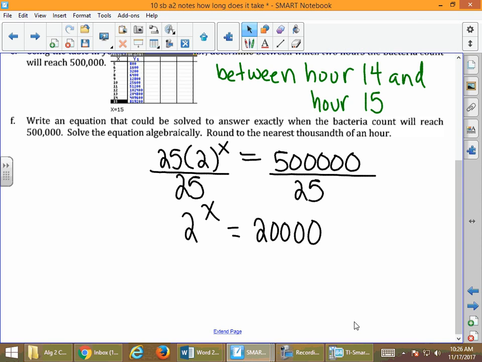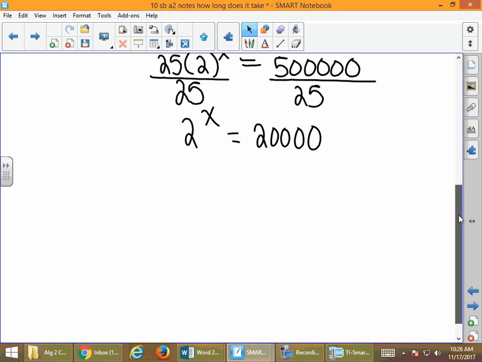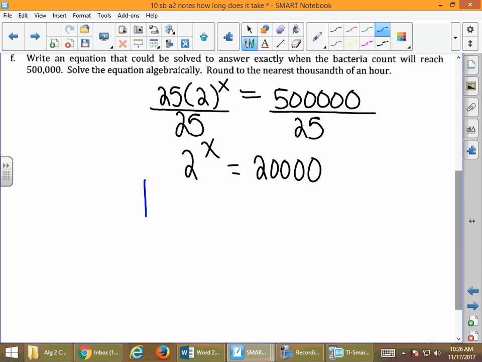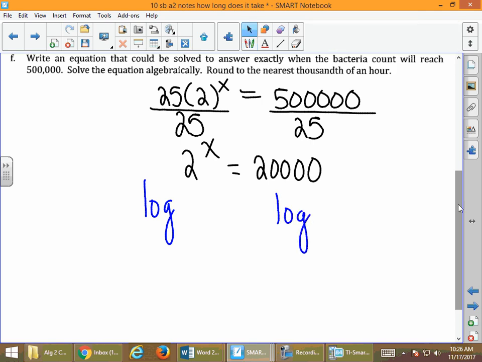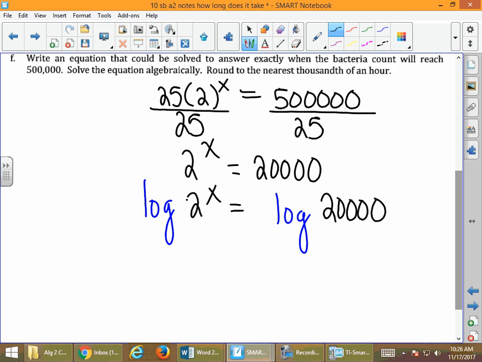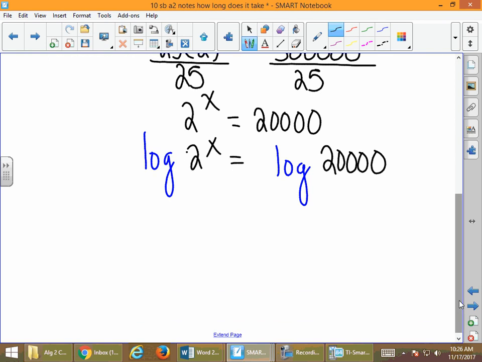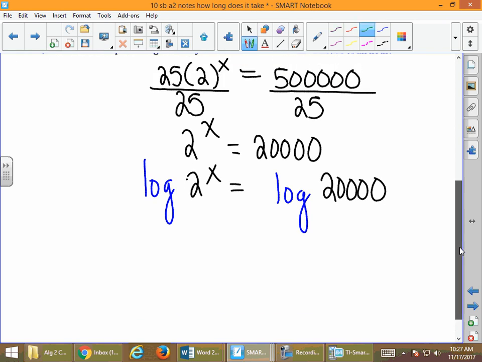Now that we've isolated the variable, which is in the exponential position, in order to solve this, we're going to put a logarithm on the left side, and we're going to put a logarithm on the right side. Again, without a calculator, this is going to be a tough problem to deal with. Log of 2 to the x equals log of 20,000.